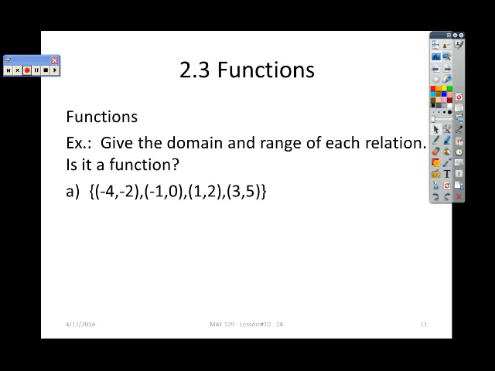Okay, so what's the domain of this relation? Remember, domain is that group of inputs. What are my inputs on ordered pairs? The first ones. So what's the domain of this function, of this relation? And the range? Okay, so that's the domain and range. Very easy. Is it a function?